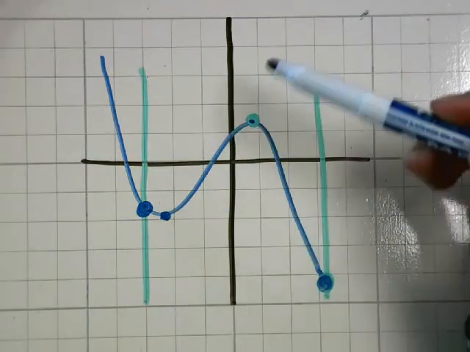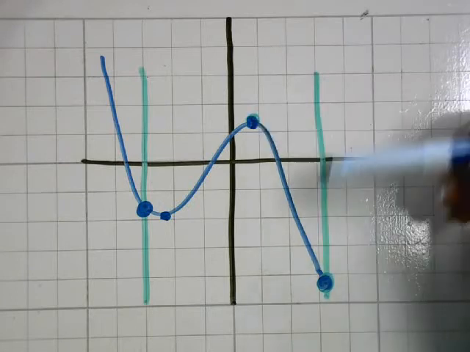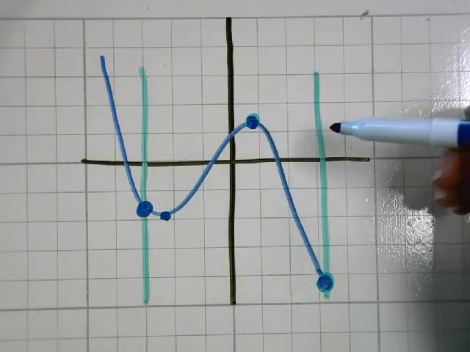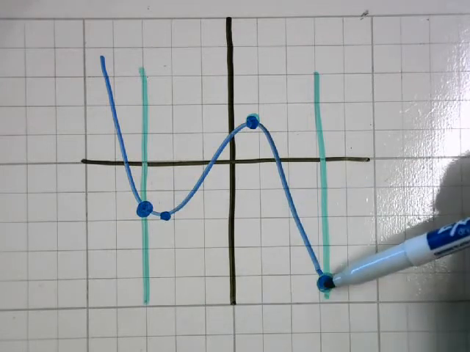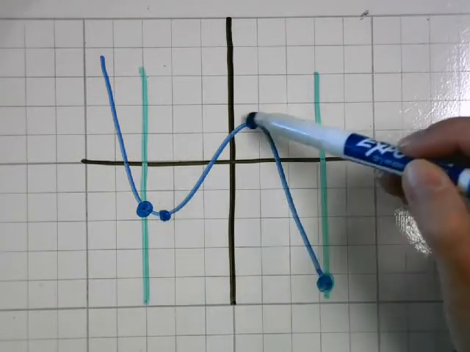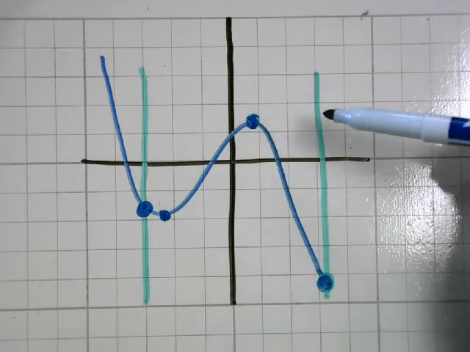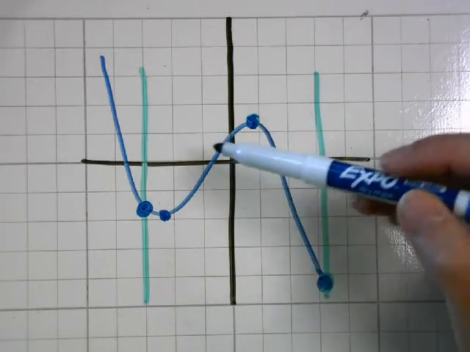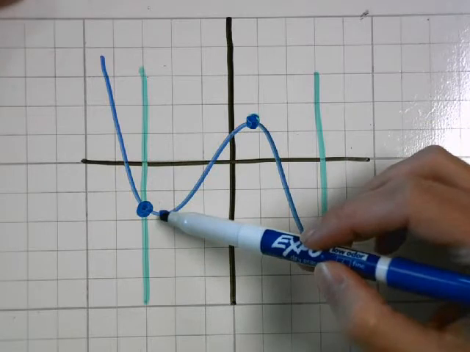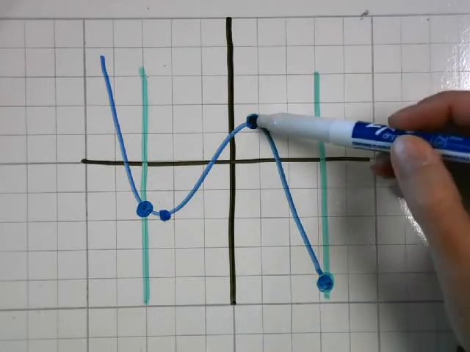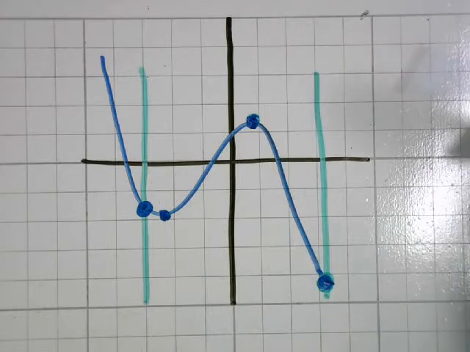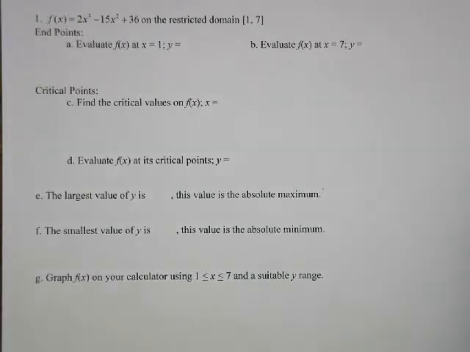So what we're going to have to do when we are trying to find the absolute max and absolute min is evaluate at the endpoints, get those values, find where there are critical values, where the derivative is 0, and then evaluate the function at those points. The biggest of those will be the maximum, the smallest of those will be the minimum. So let's do an example.